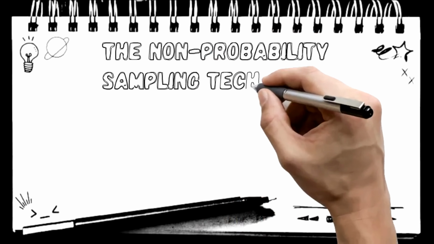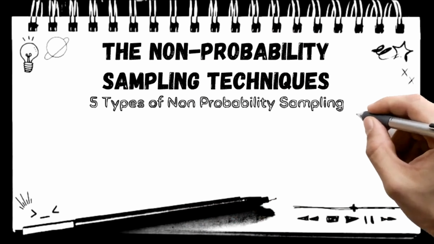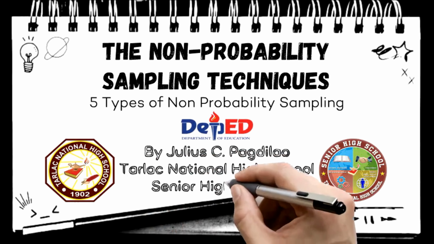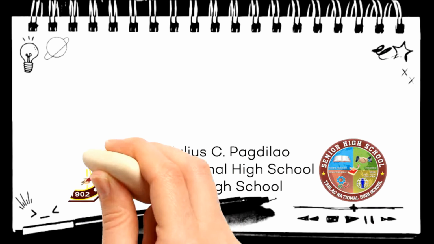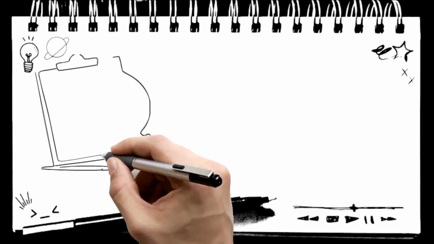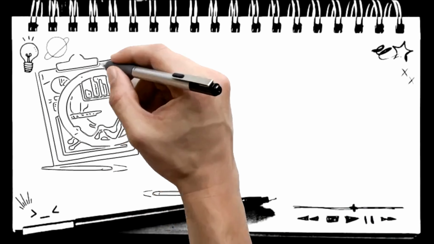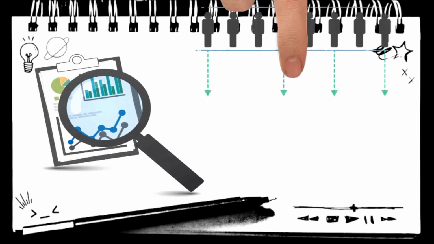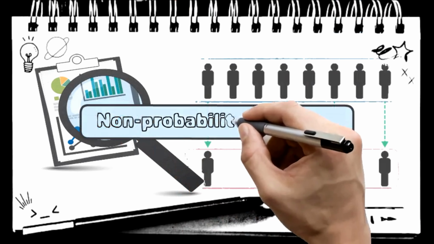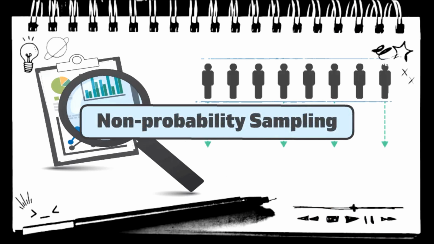The non-probability sampling techniques. 5 types of non-probability sampling. In the world of research, sampling is an essential tool for gathering information about a population. While probability sampling is considered the gold standard, there are situations where non-probability sampling techniques may be more appropriate.